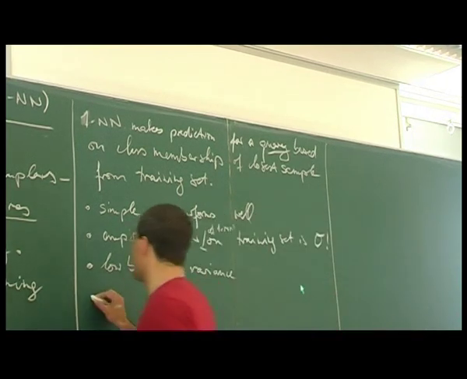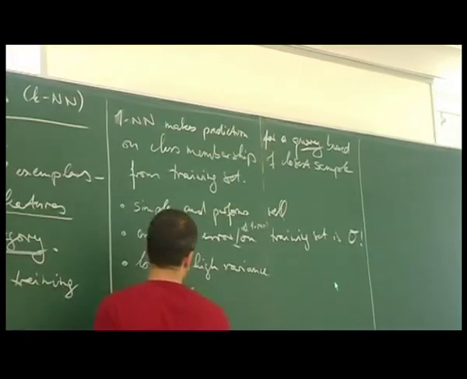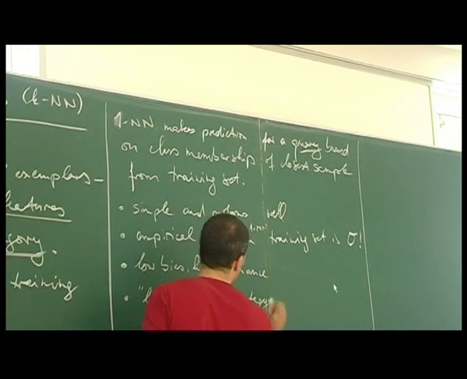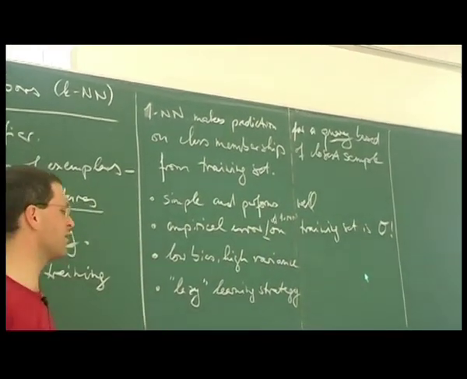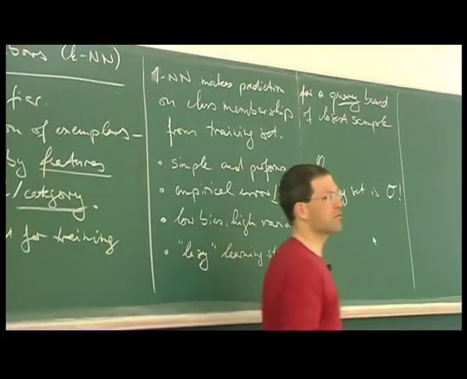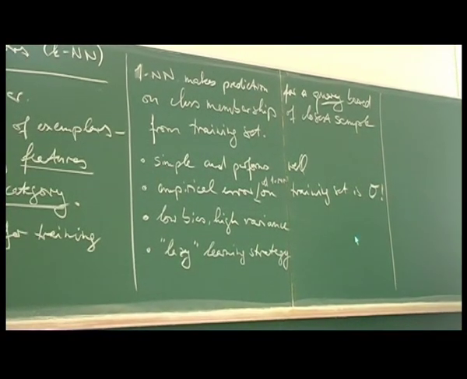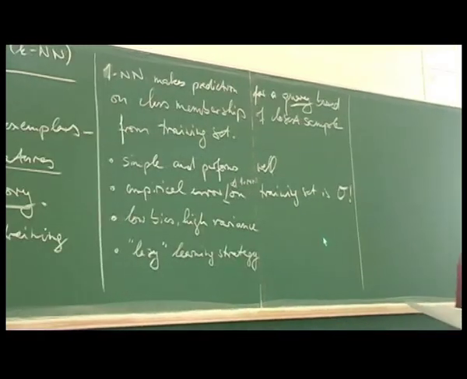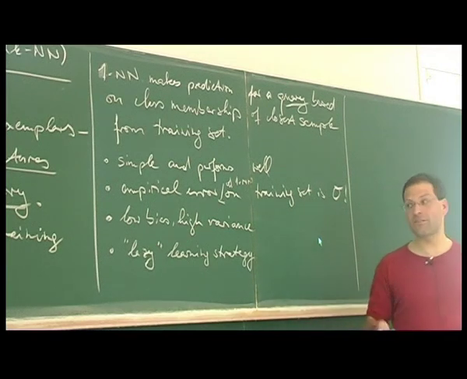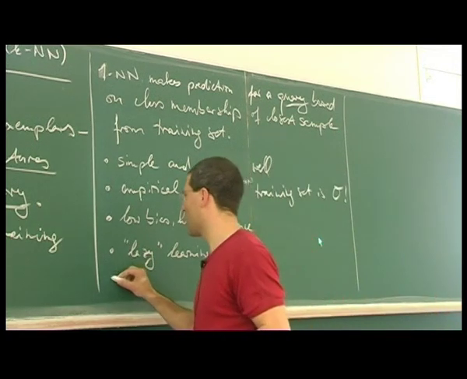It is, let's say, a lazy learning strategy, in the sense that you do all of the work at predict time. At learning time, you really only just store the training set. You don't need to do any computations. It's only when you want to make a prediction that you have to start looking for the nearest neighbors. So training costs 0 time. A prediction can cost a lot of time if you have a large training set.